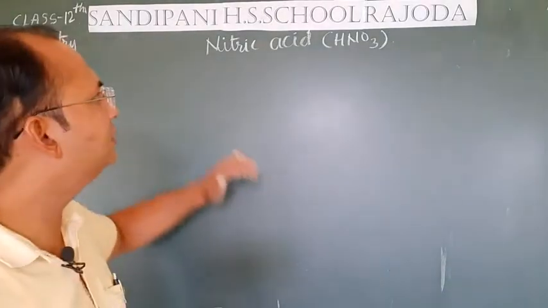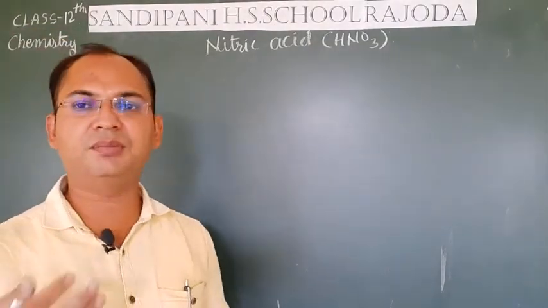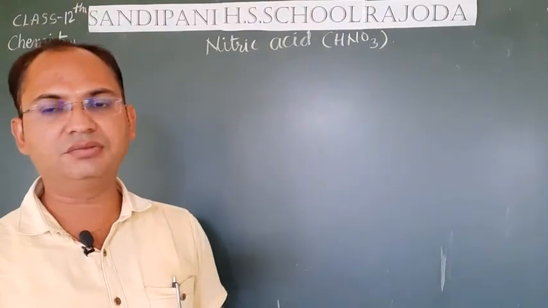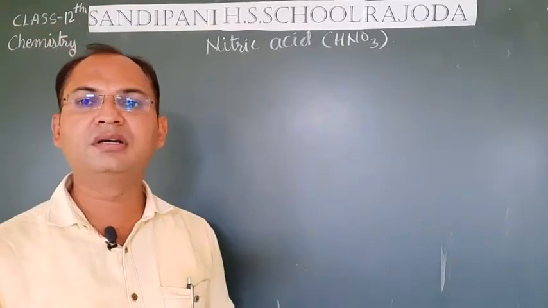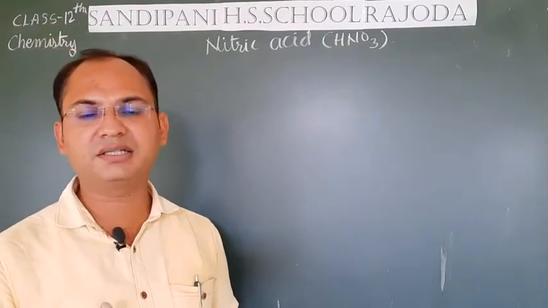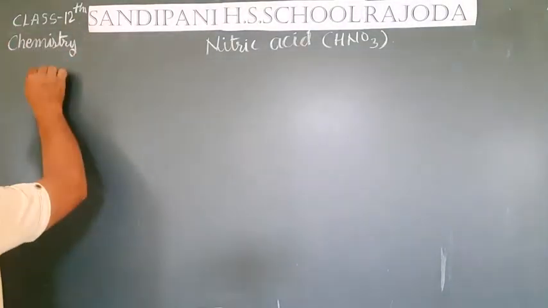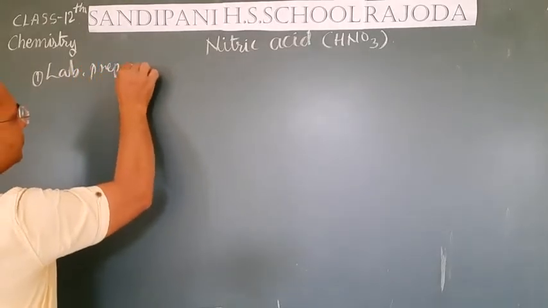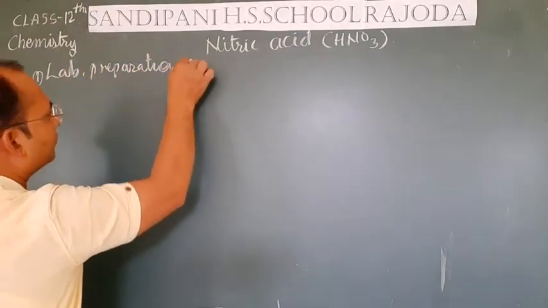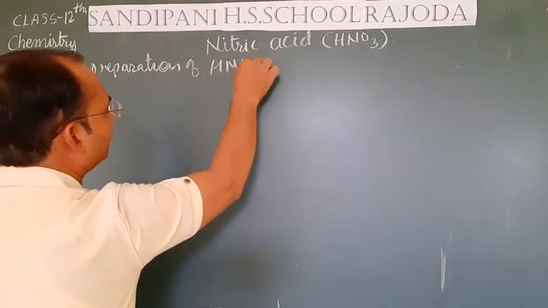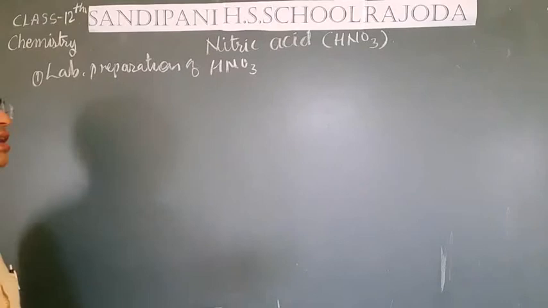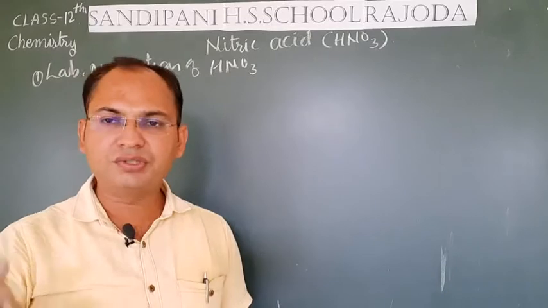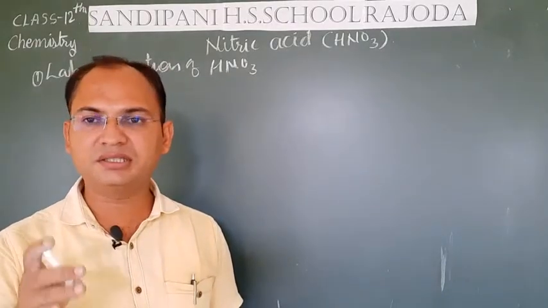So students, let's see how nitric acid is prepared in the laboratory and how it is manufactured at the industrial scale. First of all, let's understand the preparation of nitric acid in the laboratory. Laboratory preparation of HNO3. In the laboratory, students, it is prepared by the reaction of sodium nitrate with sulfuric acid, that is H2SO4.